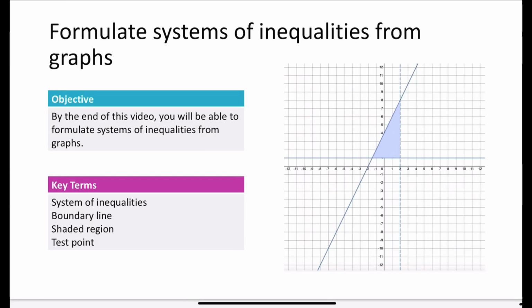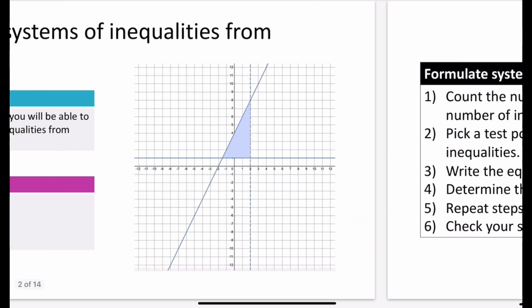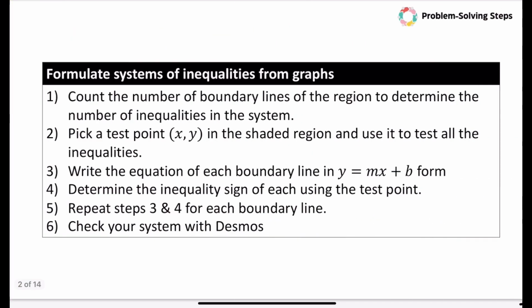So in this video, we're going to talk about how to formulate systems of inequalities from graphs. What we're going to be doing today is going backwards. We're going to be looking at a graphed system of inequalities and then writing the inequalities that it represents.